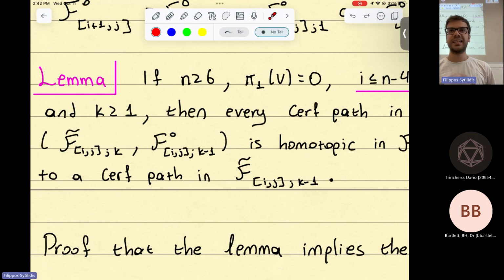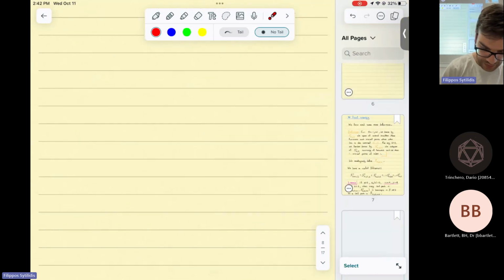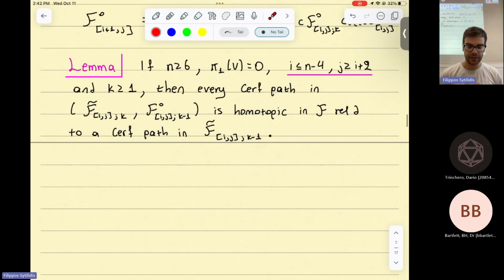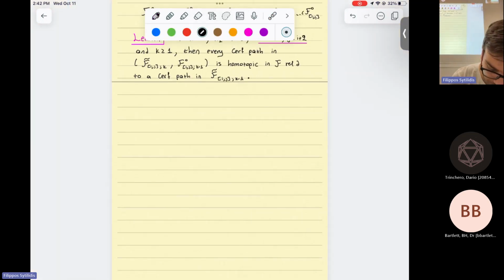Can you repeat this notation? The Cerf path in this interval. It's not an interval, it's like a pair. Exactly. I'll try and draw a picture, which might help or might not help.